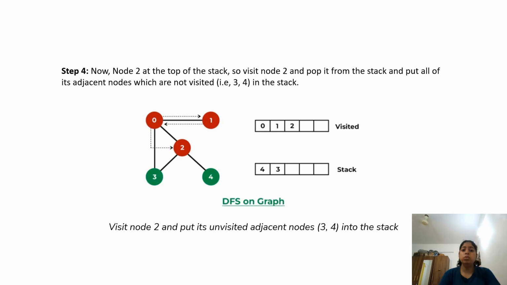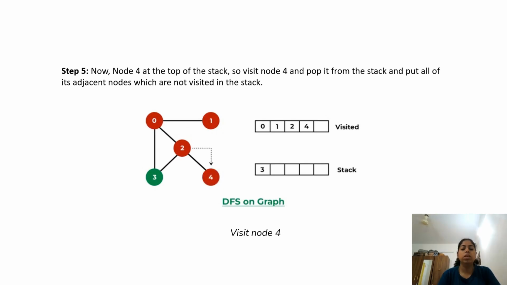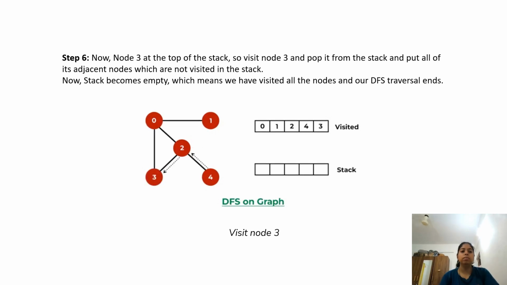Now node 2 is at the top of the stack, so we visit node 2 and pop it from the stack and put all of its adjacent nodes which are not visited, that is 3, 4, in the stack. Now node 4 is at the top of the stack, so we visit node 4 and pop it from the stack and put all of its adjacent nodes which are not visited onto the stack.